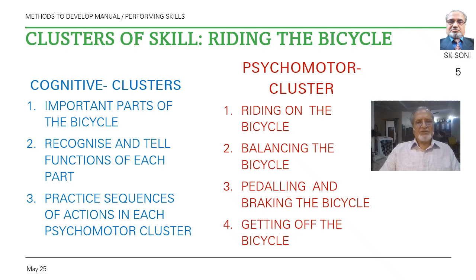For instance, the example of riding the bicycle. The cognitive clusters will be important parts of the bicycle, recognizing and telling functions of each part, and practicing sequences of actions in each psychomotor cluster. So that is the cognitive or mind related activity and clusters. Psychomotor clusters: the first cluster may be riding on the bicycle. There may be several activities, subclusters and parts of the skill. Balancing of the bicycle, the number of subparts of this cluster will be there. Pedaling and braking the bicycle, again it can be broken down into a number of parts. Getting off the bicycle. So these are the four psychomotor clusters, that means related to the physical activity. The first three were clusters related to the mental activities.